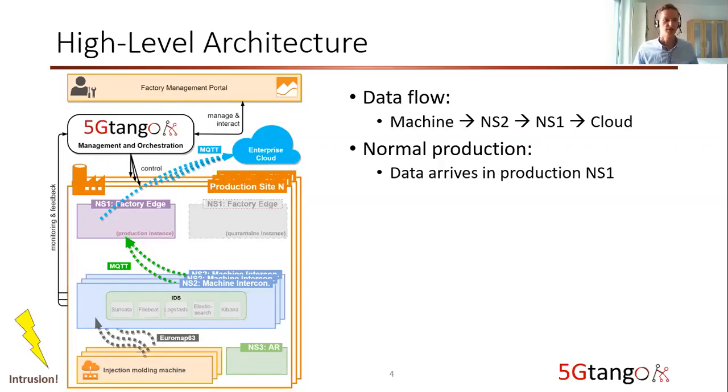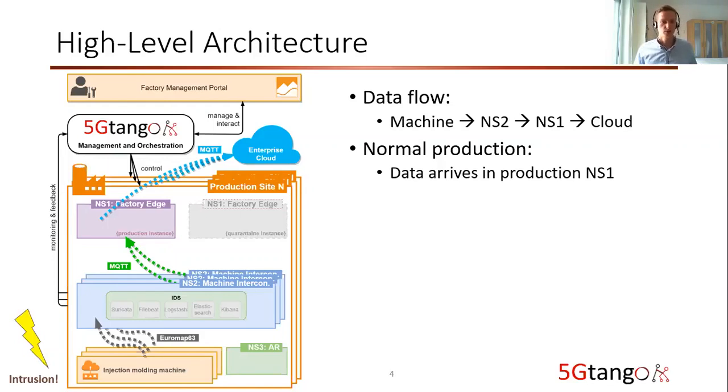Now, in case we do have an intrusion at one of these machines, first of all, we want to ensure that no malicious data is sent to this network service 1, where it's combined with data from other machines and then sent into the cloud. But at the same time, we also do not want to just throw our data away, because we might need it to analyze what is going on, to debug the situation, to resolve the problem. Or maybe it's just a false alarm, and we might want to have the data after all.